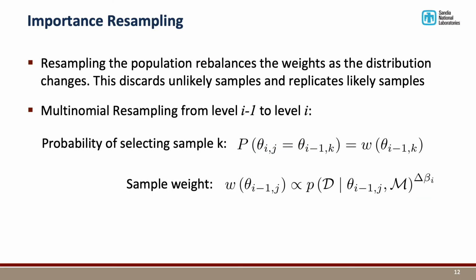In the next step of ST-MCMC, we need to take this weighted sample population and transform it to a set of unweighted samples that we can then use to start Markov chains.